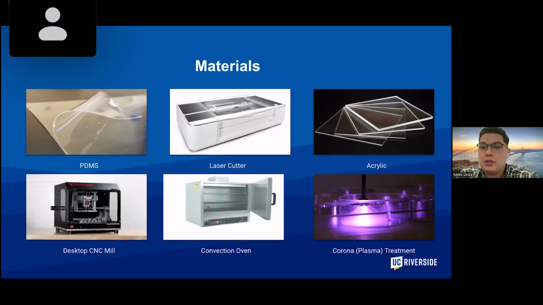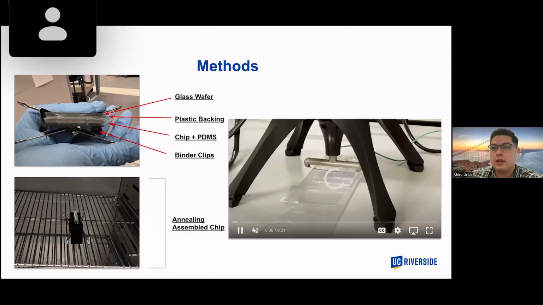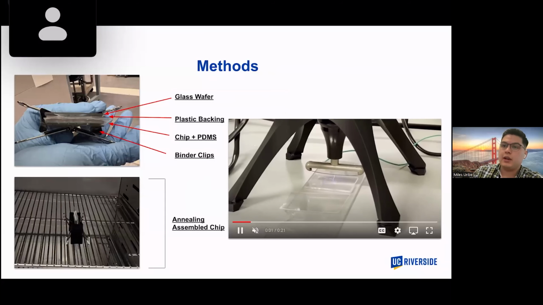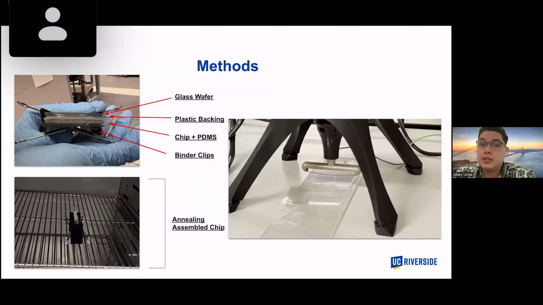That pretty much helps it bond, makes it more pliable, and helps get rid of some of the air bubbles. And then the corona treatment is a plasma laser, which helps ensure the bond and that the layers are adhering to each other. And so this is just the method of how we assemble the chip.